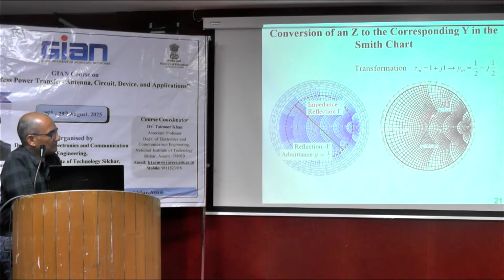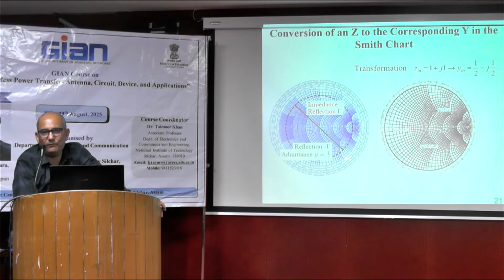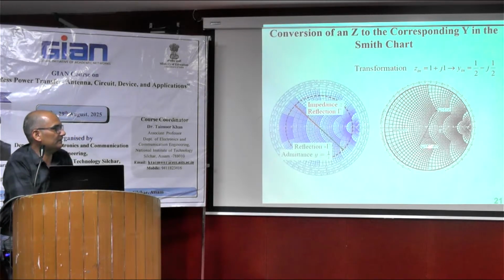Like this one, Z in equal to 1 plus j1, and Y in will be equal to 1 over 1 plus j1. Then multiply and divide by the complex conjugate, so 1 minus j1 upon 1 plus j1 into 1 minus j1, then you will get this value.